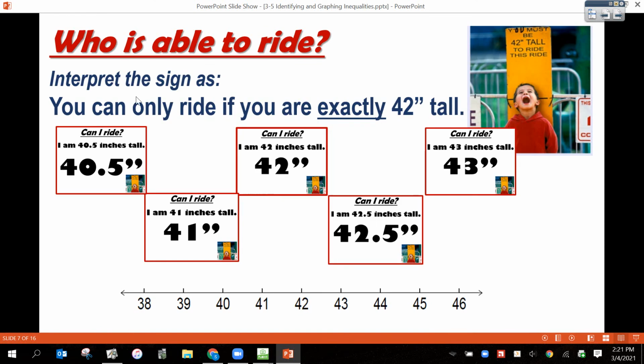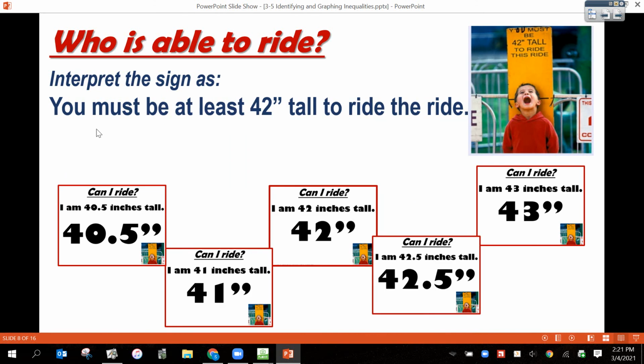Who's able to ride this ride? Interpret the sign as you can only ride if you're exactly 42 inches tall. So we've got 5 people here. Can I ride if I'm 40.5 inches? No. Can I ride if I'm 41 inches? No. 42 inches? Yes, because you're exactly 42. 42.5? No. 43? No. So only one person right here can ride that ride.